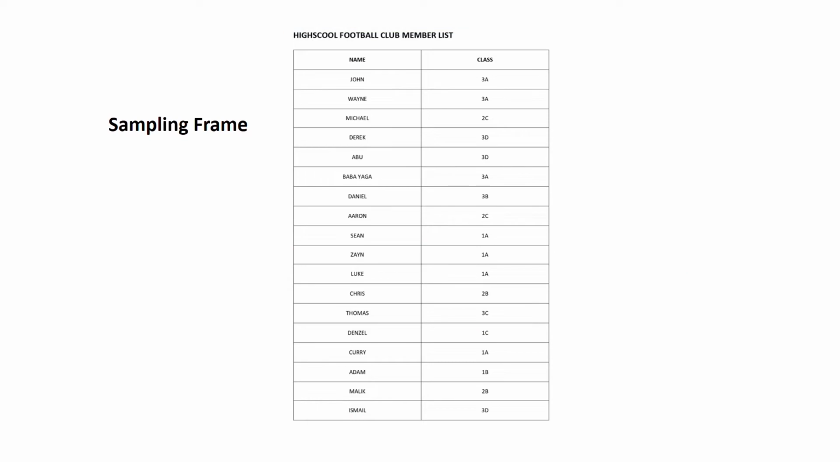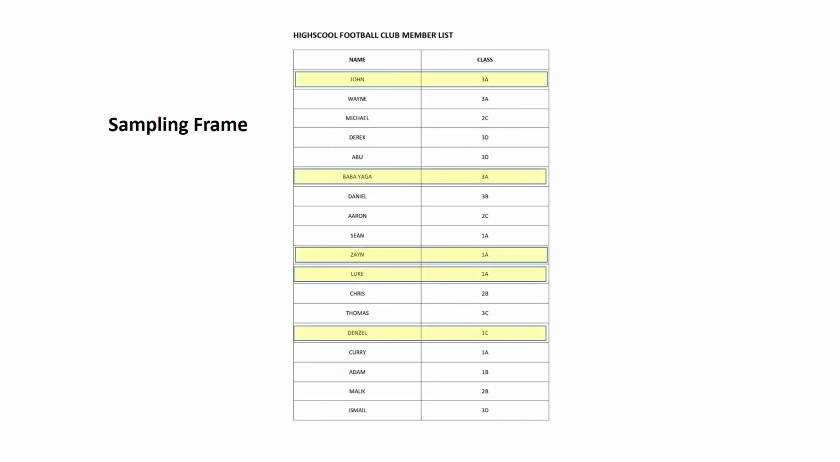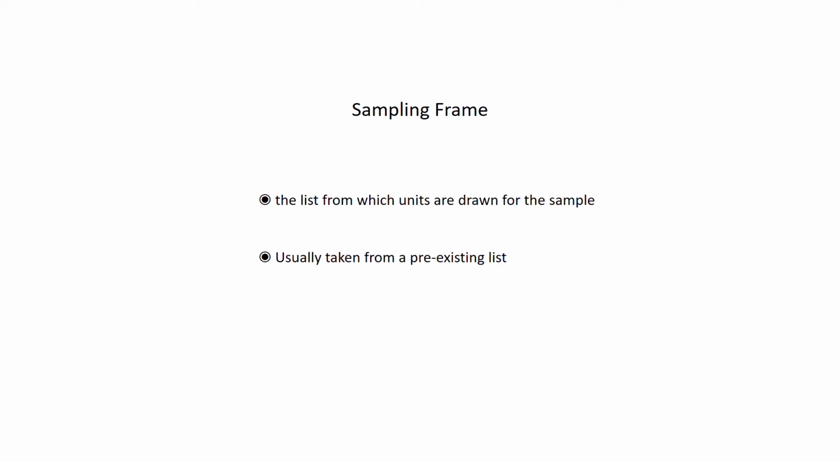Now, with this list being my sampling frame, I can now get those 5 random members to be my sample for the study. So what is a sampling frame? A sampling frame is the list from which units are drawn for the sample, and it is usually taken from a pre-existing list.